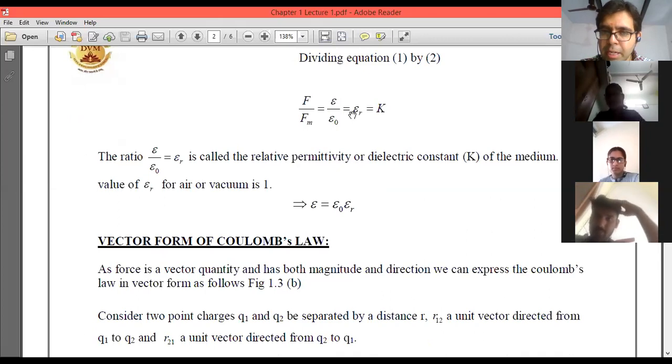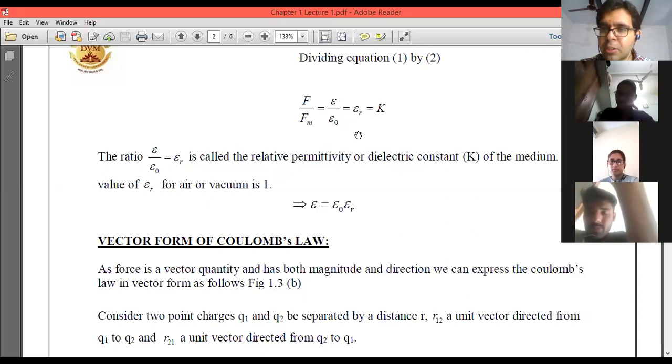So just cross multiply it, you will be having this equation. The permittivity of the medium is equal to the permittivity of the vacuum multiplied by the relative permittivity or the dielectric constant. So this dielectric constant does not have a unit actually, because it is the ratio of similar quantities. When we have something that is the ratio of similar quantities, then that quantity remains dimensionless or unitless. That we know from our previous knowledge.